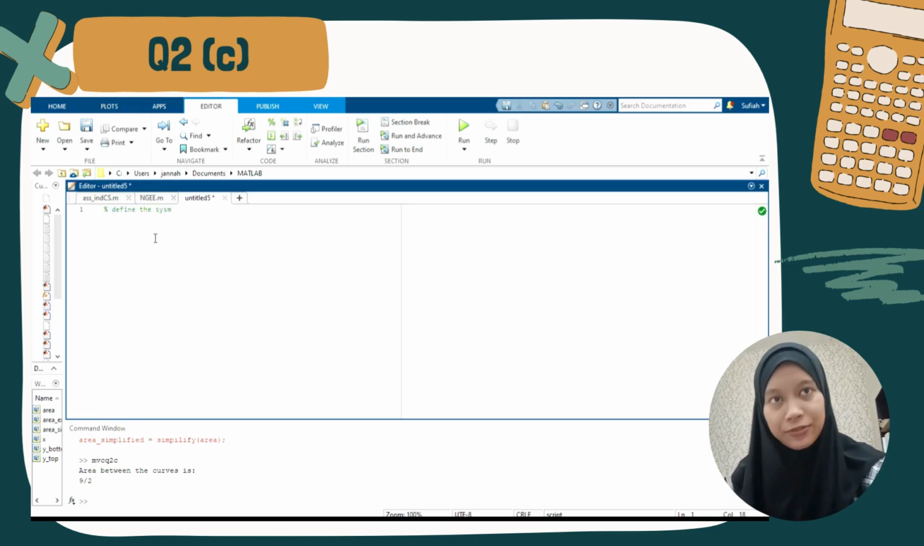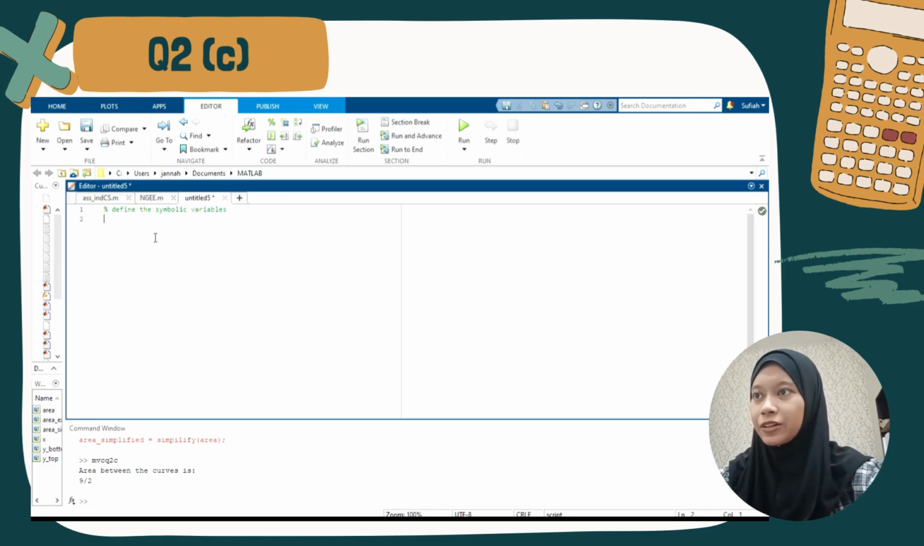We start by defining x as a symbolic variable. As you can see, I write the code. Why do we use this code? It allows MATLAB to perform algebra operations like integration symbolically.